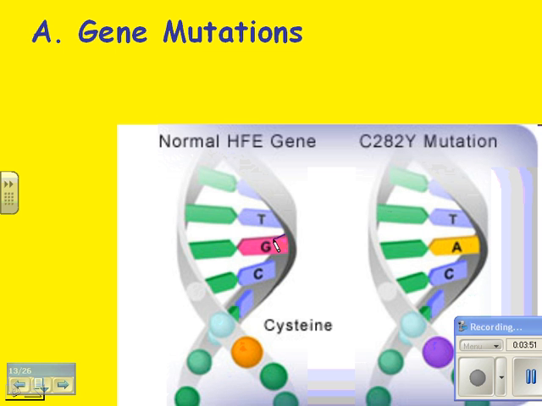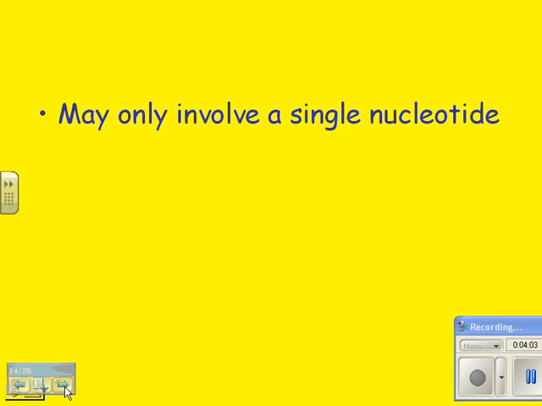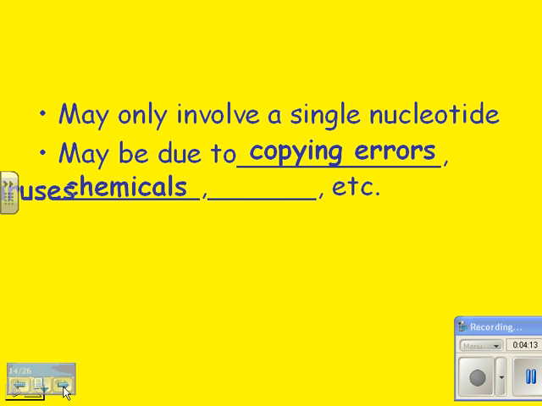So here's a mutation. This is supposed to be TGC, and it got changed to TAC. So that's one particular point mutation. A change in the nucleotide sequence of a gene is a gene mutation. It might involve only a single nucleotide, and that might be due to copying errors. So you put the wrong nucleotide in. Could be due to chemicals, could be due to viruses.